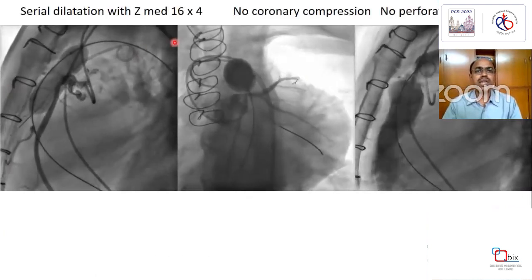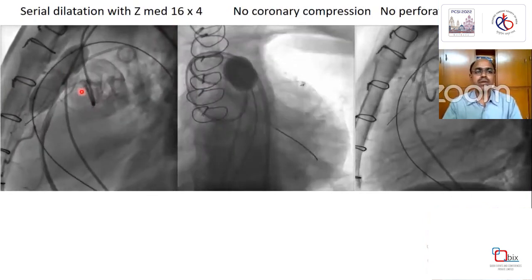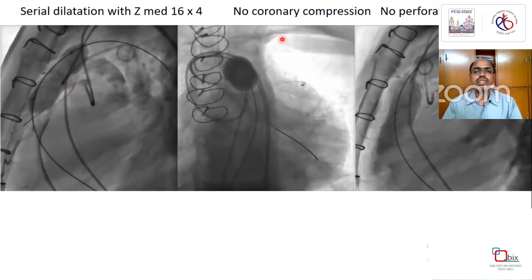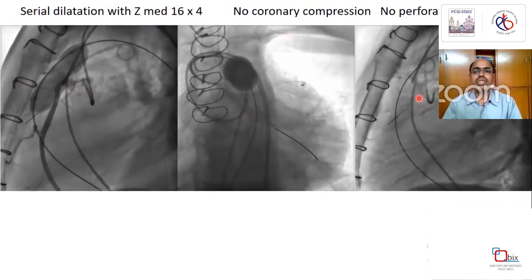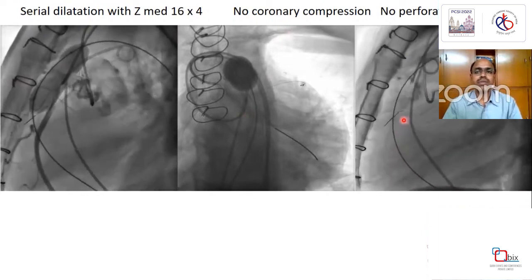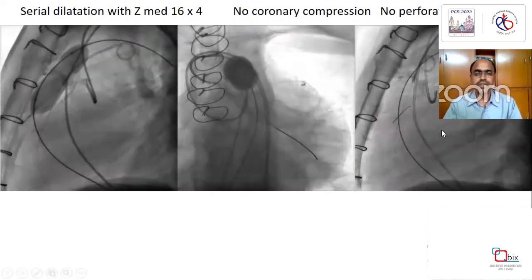Then we proceeded to a 16 millimeter ZMED balloon, and this is the 16 millimeter ZMED balloon with right coronary and left coronary artery injections. There is no coronary compression, and we repeated an angiogram to ensure that there is no perforation of the conduit. Here you can appreciate the previous extravasation has sealed up.